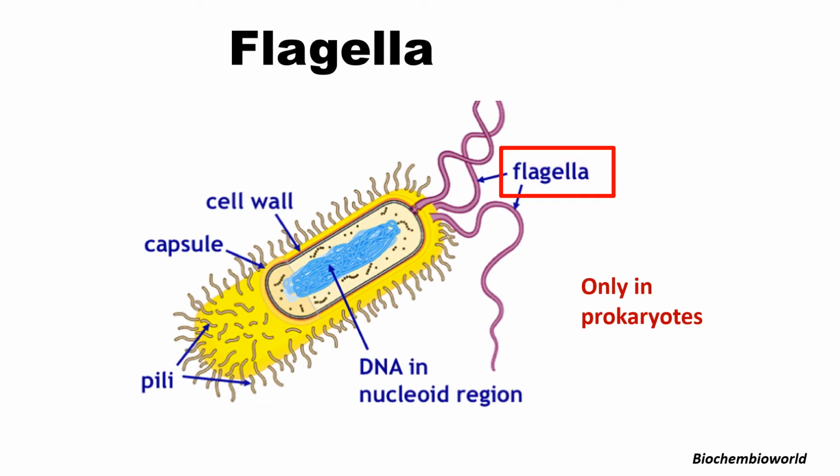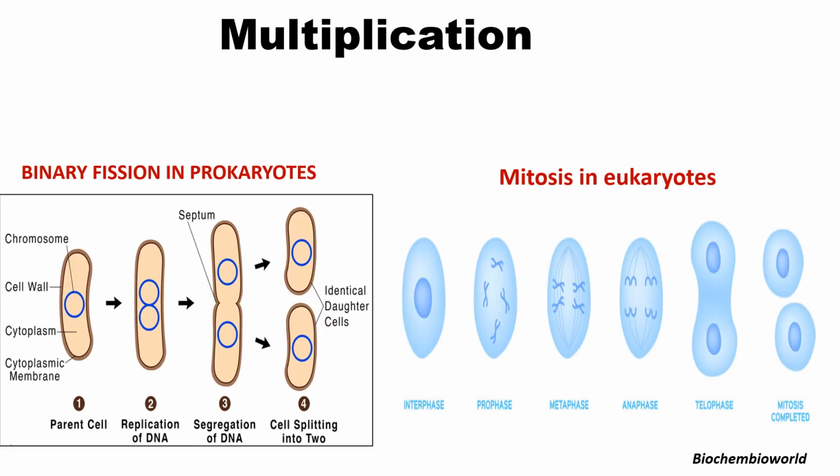Next comes the flagella. I already told you, these are only found in the prokaryotic cell. These are usually used for motility. The major function of the flagella is for motility. And this is the bacteria, and the purple shaded parts are the flagella. Okay. Next is the multiplication.